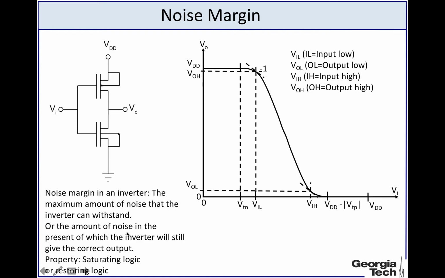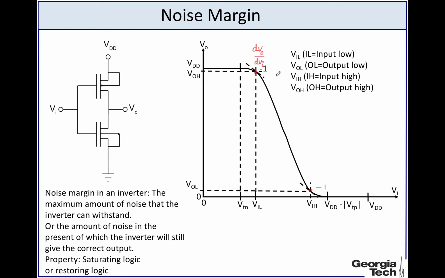So to get a deeper understanding, let's look at two important points in the inverter voltage transfer curve. So the first point is this one, and at this point the slope is -1, and the slope is defined as dVout over dVin, basically the rate of change in output voltage as a function of input voltage. And at this point the slope is -1, also at this point over here the slope is -1.